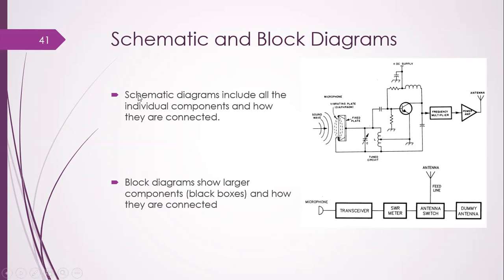So moving further with the schematic block diagram, the schematic diagrams include all the individual components and how they are connected. This is some kind of radio receiving microphonic schematic diagram of a card or circuit which receives sound waves from a fixed plate of the microphone and a vibrating plate, the diaphragm, which captures the sound waves with these two lines.